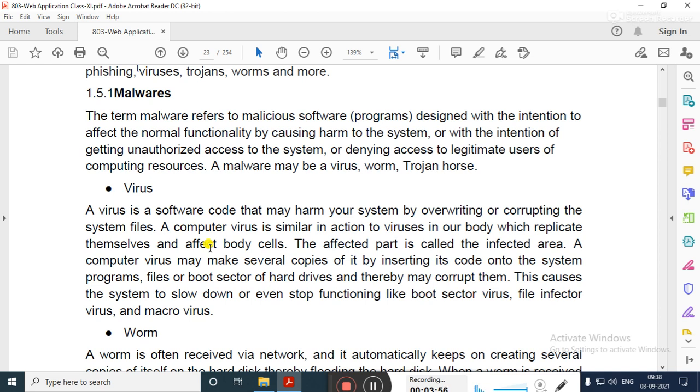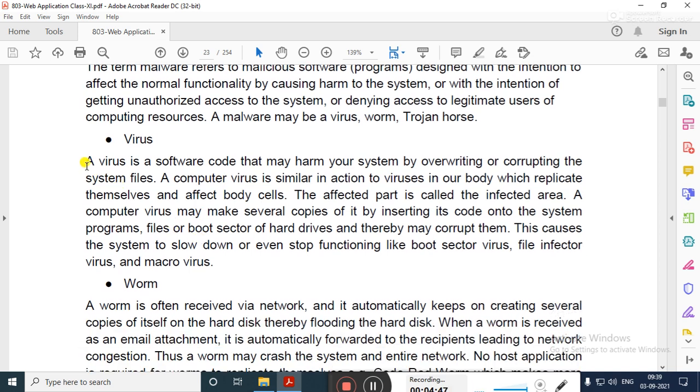It is not like animals or small bacteria, not like a human body. It is a small piece of code which affects your system, your operating system, and your installed and system software. A virus operates by inserting or attaching itself to a legitimate program or document that supports macros in order to execute its code. That is the basic concept of a virus.